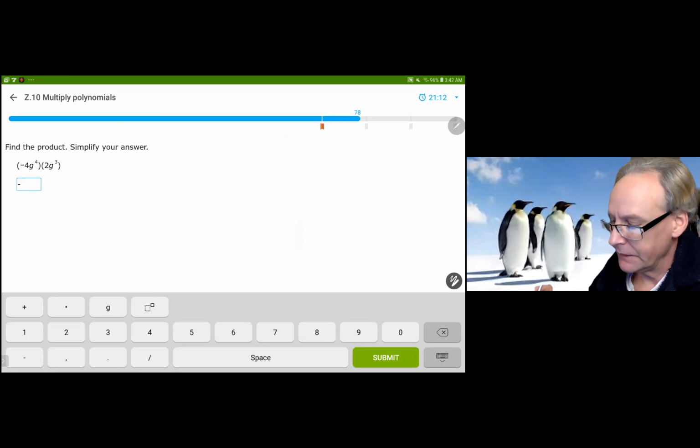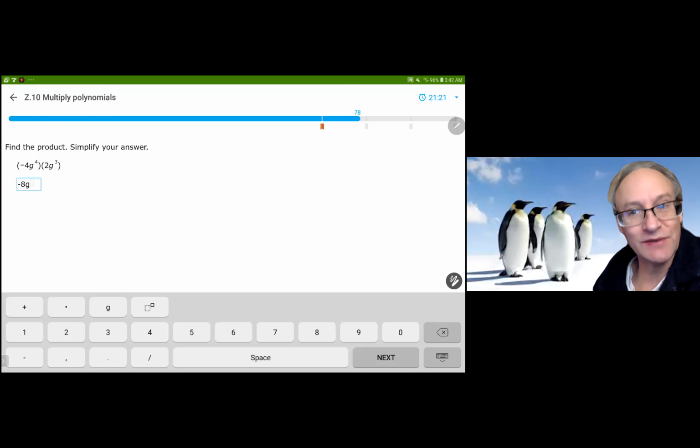Hopefully, negative 8g raised to the 7th. 4g's multiplied together and 3g's multiplied together makes 7g's multiplied together.